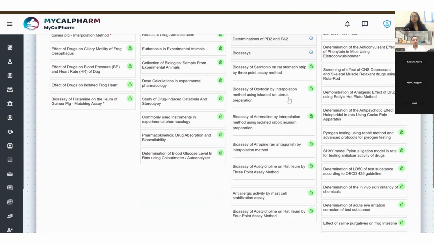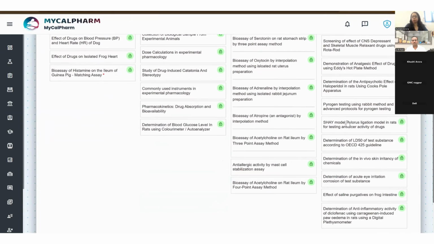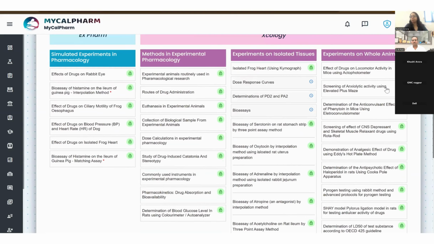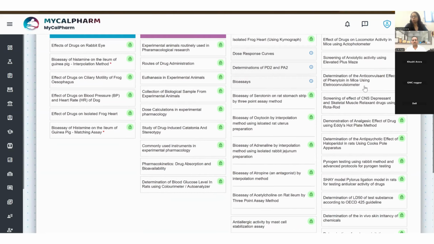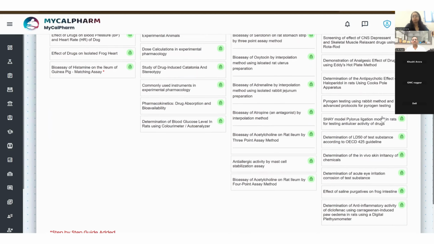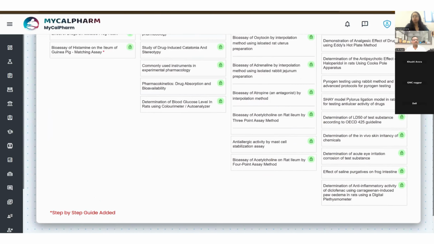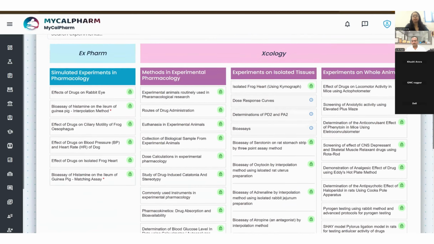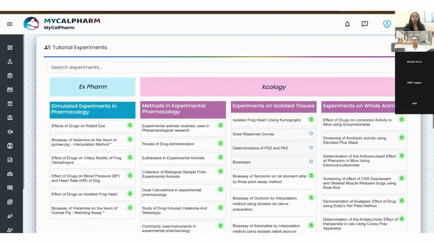Then we have the bioassay 6 experiment, in which we have serotonin 3-point assay, oxytocin by interpolation, ADR we have. Then we have the bioassay of atropine. Few whole animals experiments are there. You can see here using actophotometer, elevated plus maze, electroconvulsometer, rotor rod experiment is there, effect of drug using Eddy's hot plate, Cook's pole apparatus, pylorus ligation. So all these experiments will be open to all the faculties and the students also.